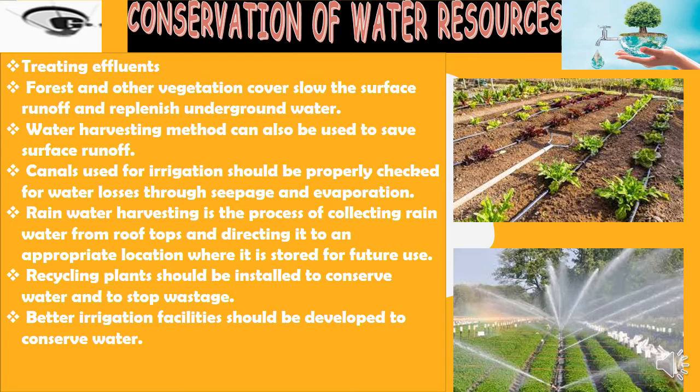Third one, the canals should be properly lined, or in other words, there should be no leakage, in order to minimize the wastage of water. Fourth one is the sprinkler technique. Sprinklers also decrease the amount of water that is being used. The last technique is drip irrigation.